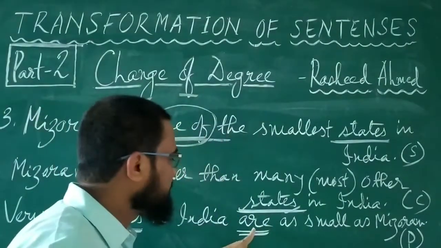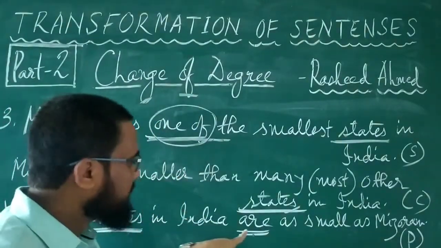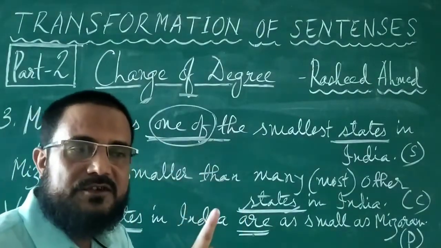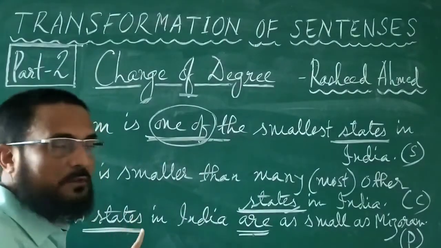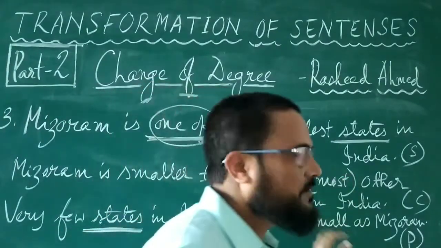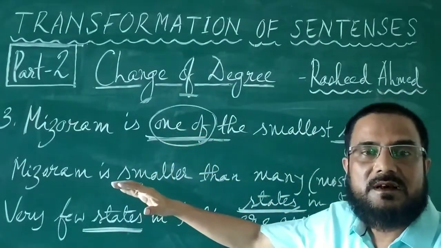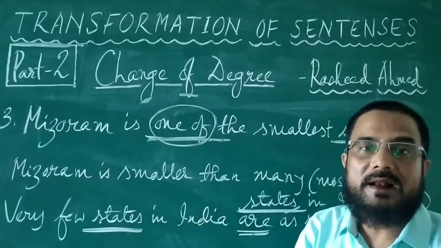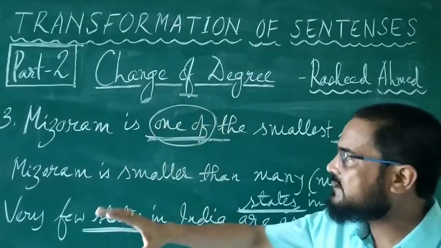Very few states in India are. In number 1 and 2 it is singular, is, because state is singular, so the verb is also singular: no other state in India is, no other month of the year is. But here, very few states, plural number: very few states in India are as small as Mizoram, or you can say so small as Mizoram. So this is the second type of sentences. When you change degree, you will find number 3 is different from number 1 and 2. 1 and 2 are quite similar. They are the same. This is one category, one type of sentence. This is the second type of sentence.